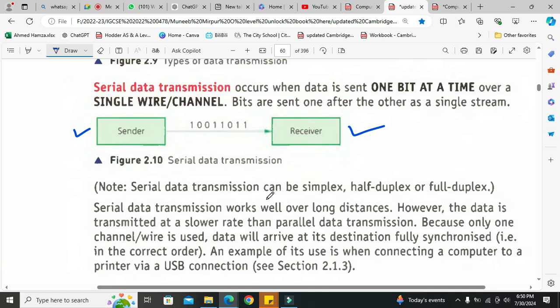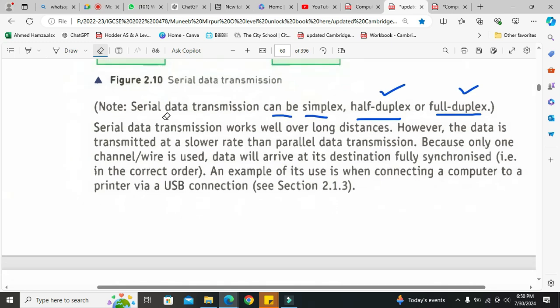Note, the serial data transmission can be simplex, one-way communication, half duplex, both-way communication but not at the same time, or full duplex. We can send and receive the data in both directions at the same time. In half duplex, we send and receive the data in both directions, but not at the same time. In simplex, we can send and receive the data only in one direction. That's called the modes of data transmission.